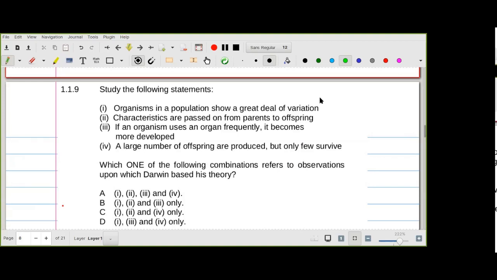And yes, I can go to the gym and pump some iron and grow some muscle, but that's what that means. If I use an organ frequently, it's going to become more developed. It's not always true, because even if I, for example, stretch my neck like a giraffe, and I love using the giraffe as an example of this, it doesn't mean that my neck's going to become longer. And then the last one says, a large number of offspring are produced, but only a few survive.